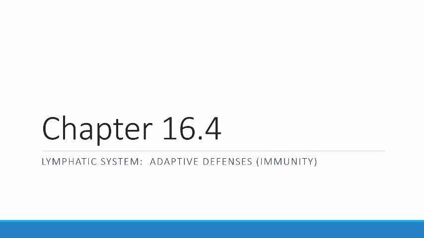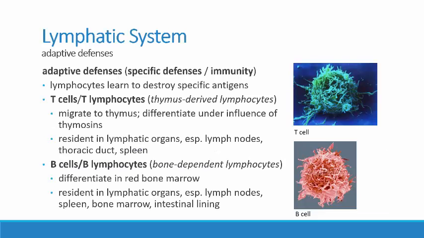In this video, we're going to be looking at the adaptive defenses. That is, the ability of the body to develop immunity against specific threats, against specific diseases, viruses, bacteria, whatever. So the adaptive defenses are provided by the actions of lymphocytes and macrophages in response to encountering specific antigens that the body is either infected with or encounters in some way from the environment.